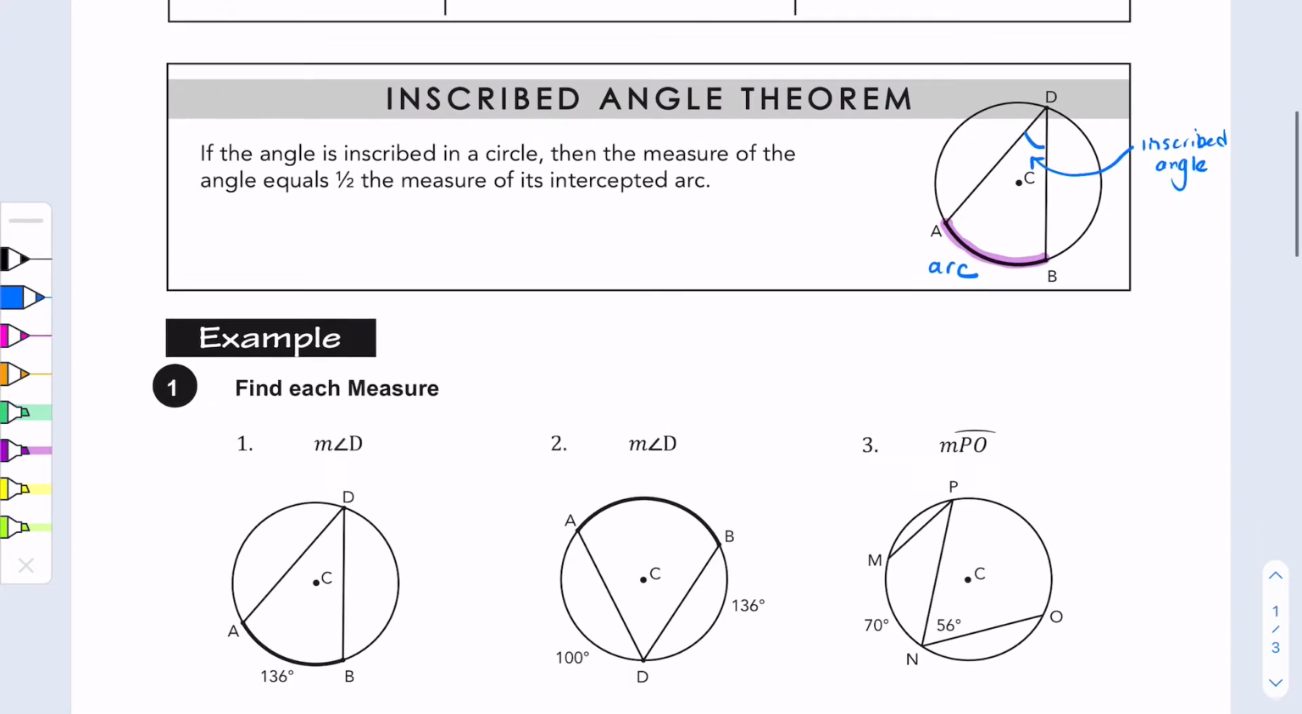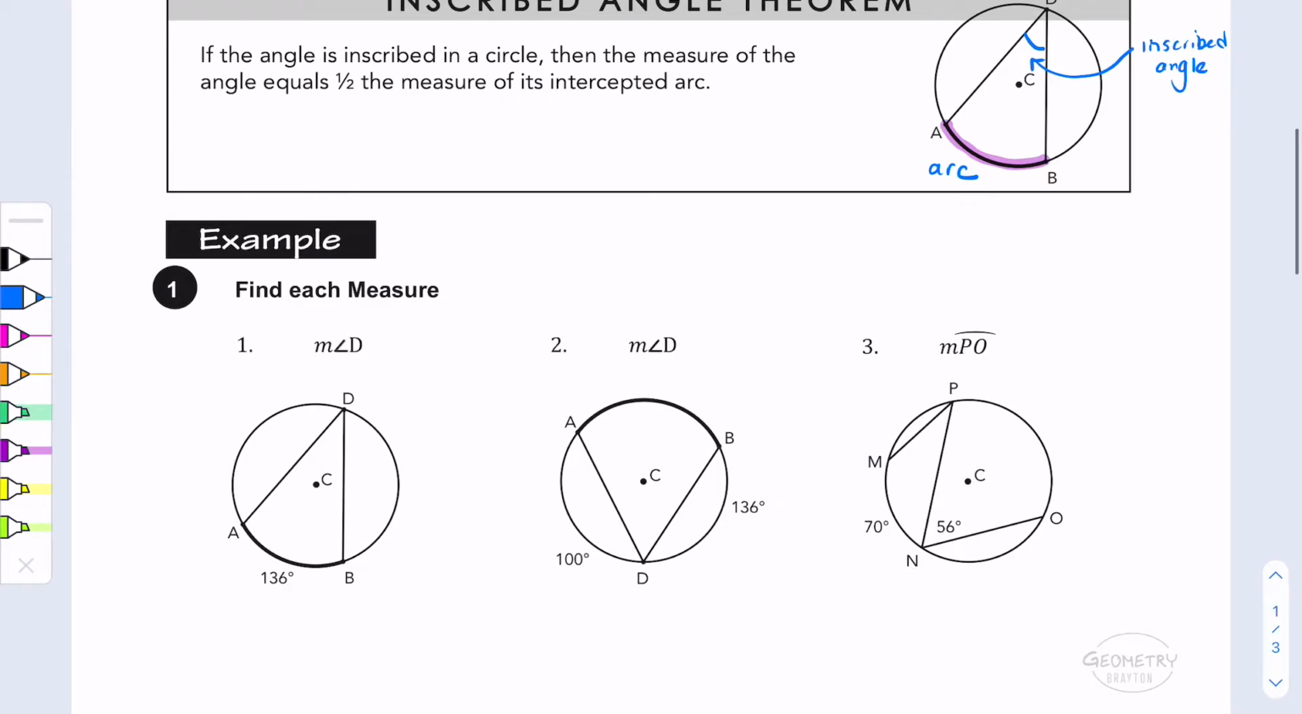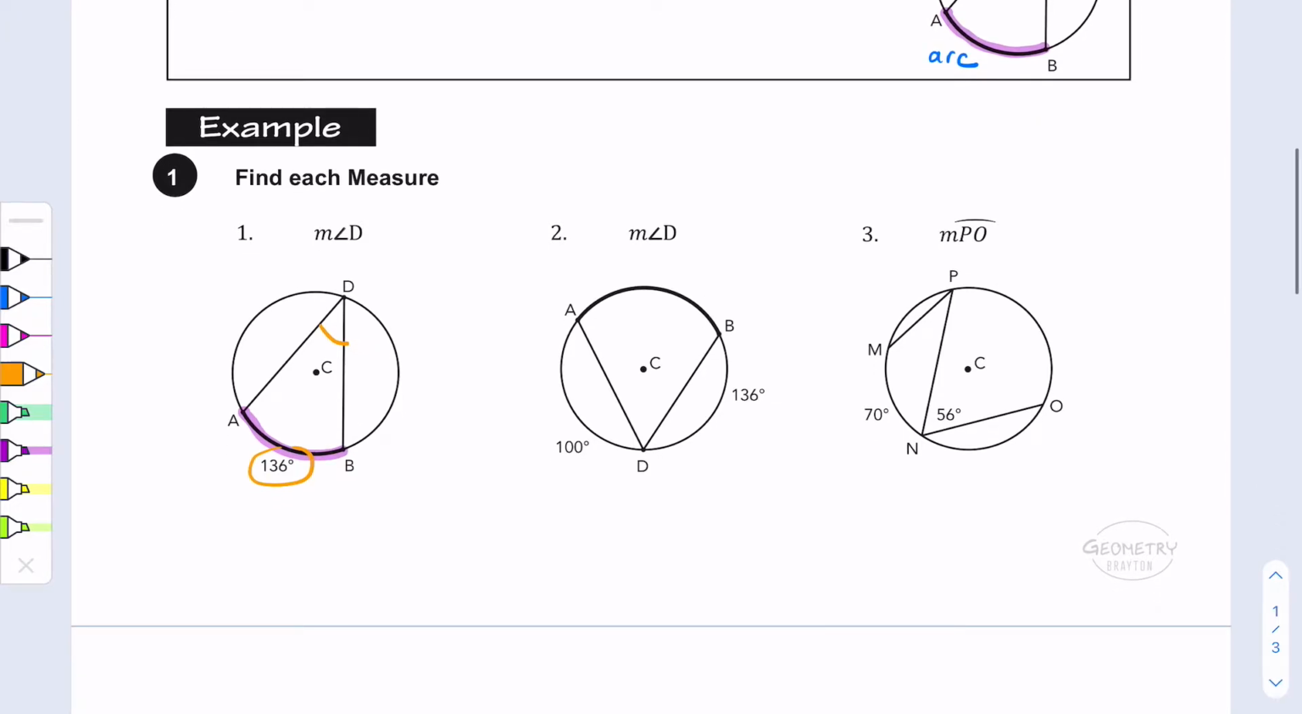When we look at the examples, the first one should be very straightforward and easy. Here's your intercepted arc. Here's your inscribed angle. If the measure of your arc is 136, then the measure of the inscribed angle is going to be half of that. I'm going to write this out as the measure of angle D, that's this angle here, is equal to 1/2 times the measure of arc AB. And please make sure you get your notation right. If you're dealing with an angle, you use an angle sign. If you're dealing with an arc, you use an arc sign.